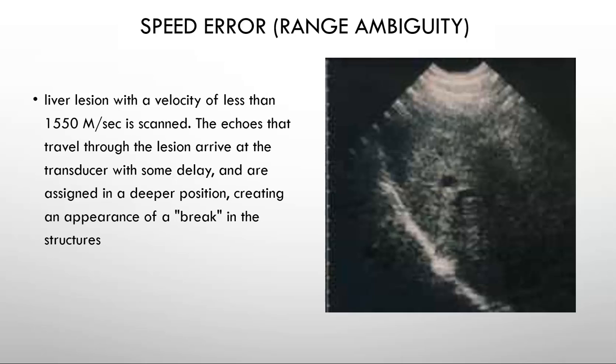Range ambiguity artifacts are speed errors. In this case, we see the cyst in the liver has caused a change in speed because it is a watery substance. And we'll see the diaphragm come down, drop a little bit because of the speed in that cyst, and then drop again when we get to the other side of it. So the echoes in that lesion cause some delay, creating a speed error artifact.